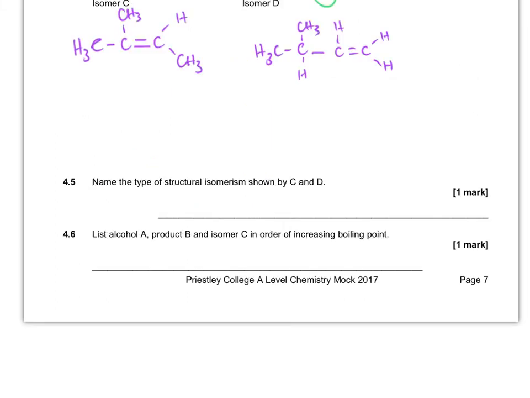Name the type of structural isomerism shown by C and D. Well, the double bond is in a different position, so it's going to be position isomerism.